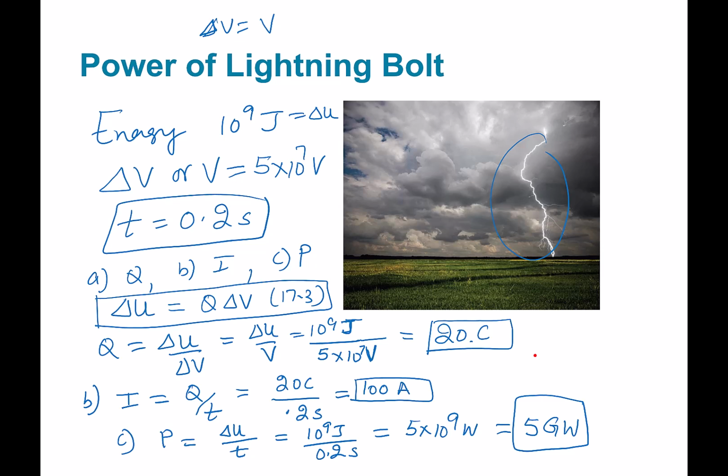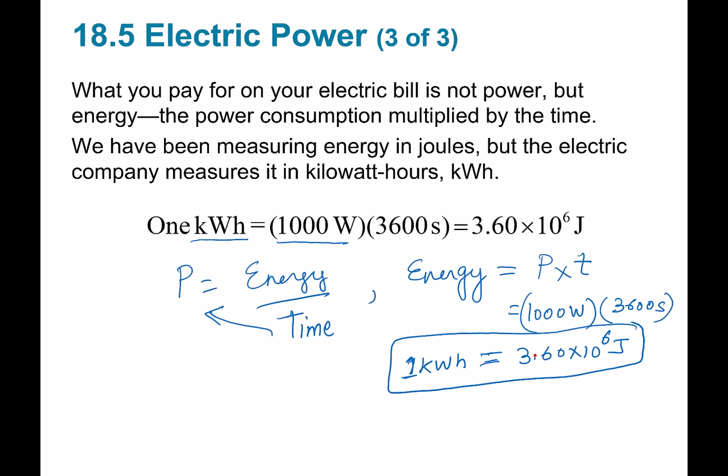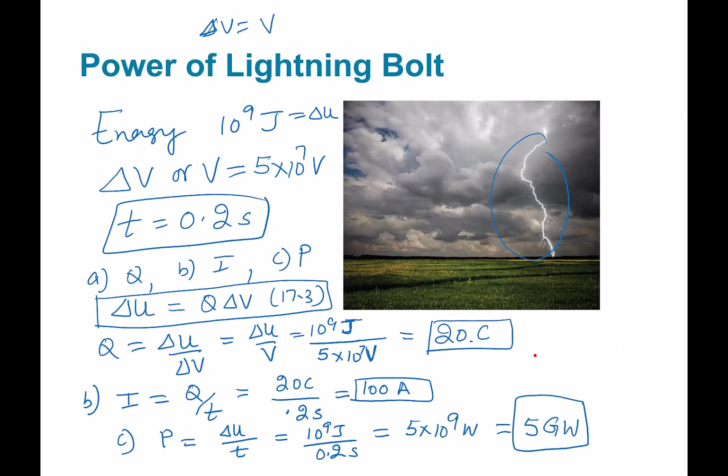So then there was an interesting example of power that a lightning bolt can generate. So if you have the energy produced by the lightning bolt, if you assume it is 10 raised to the power 9 joules, which is a typical energy. And the voltage between the clouds and the ground, there's a potential difference. If the cloud is positive and the ground is negative, there's an electric field that is created, and a potential difference also created, which is of the order of 5 cross 10 raised to the power 7 volts. If the lightning strikes for 0.2 seconds, then I can find different things.